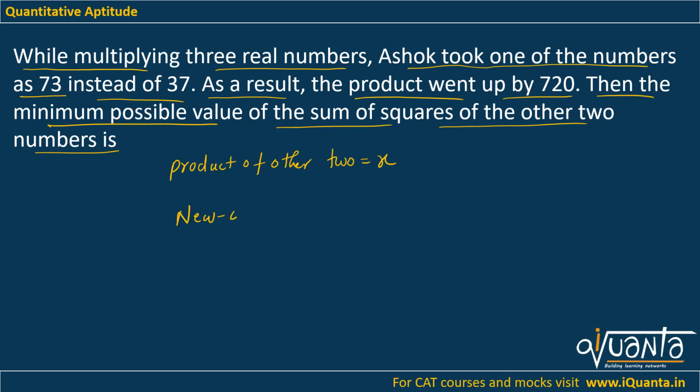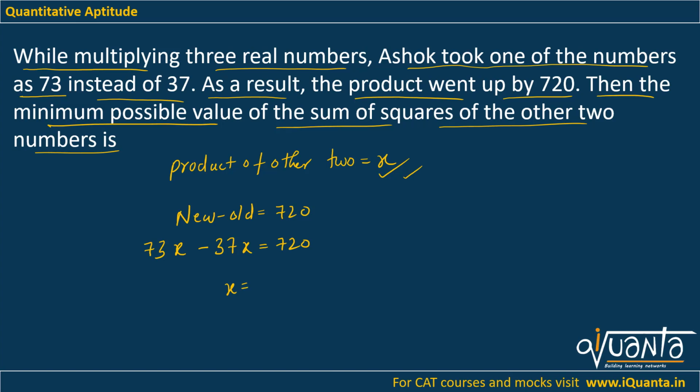Now due to this mistake, by taking one number as 73 instead of 37, the product went up by 720. So new product minus old product, their difference must be equal to 720. What is the new product? 73 was the number taken and the product of the other two was x, so 73x, minus the old product. Earlier everything was correct, so one of the numbers was 37 and the product of the other two numbers will always be the same, x. So this difference must be equal to 720.